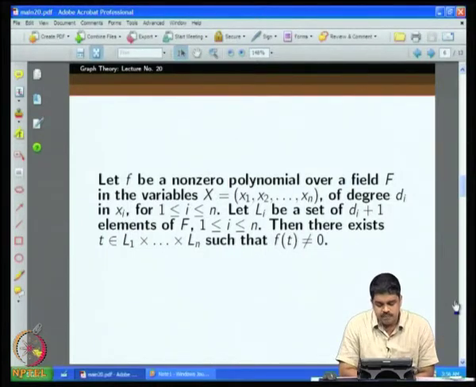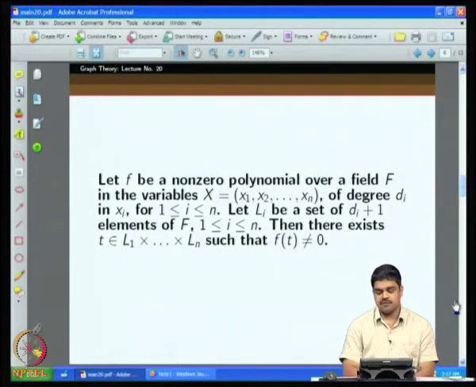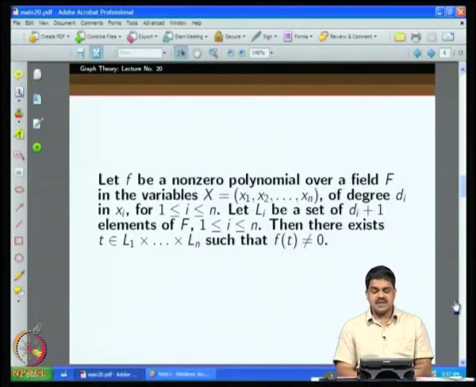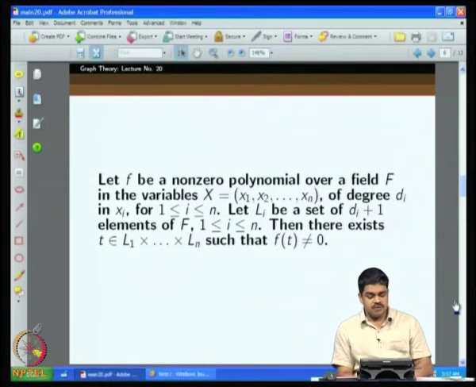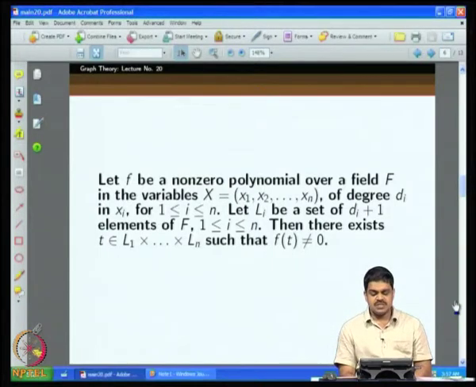Look at this: let f be a non-zero polynomial over a field F in the variables x1, x2, ..., xn of degree di in xi for each i, and let Li be a set of di plus 1 elements of F for 1 less than or equal to i less than or equal to n. Then there exists a t in L1 cross L2 cross up to Ln such that f of t is not equal to 0. See, this statement is very familiar when we restrict to just one variable.